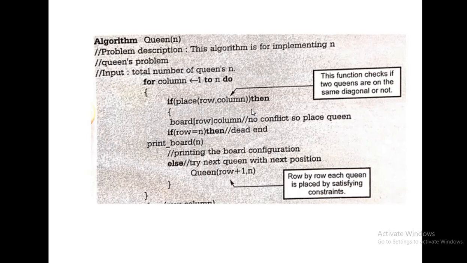Now the algorithm for the 8 queens problem. This is a function. First, the problem description and algorithm for implementing the nQueens problem. The total input is the total number of queens, which can be either 4, 8, 16 or 32. We have to place the rows and columns. The function will check whether two queens are in the same row or the same diagonal. Here row plus 1 means we move to each row, and every row should satisfy the conditions. If row equals n, there is a dead end. It is not possible to move further, so it will print the value here.